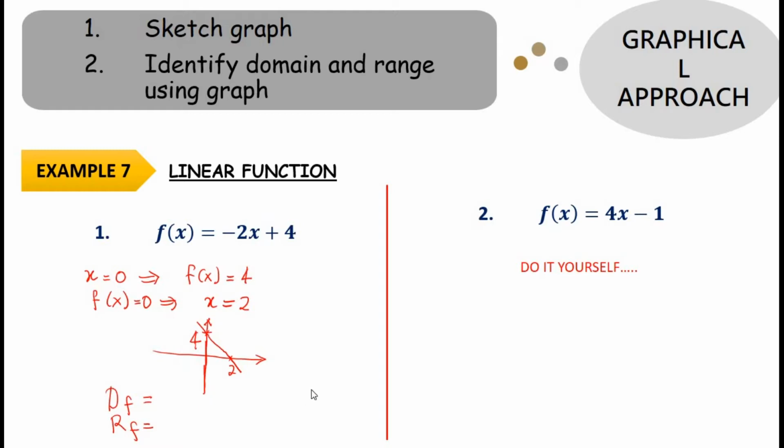So we can write that the domain of f is all the real numbers, or you can write it as from negative infinity to infinity. The range is also all the real numbers, or you can write it as from negative infinity to infinity.